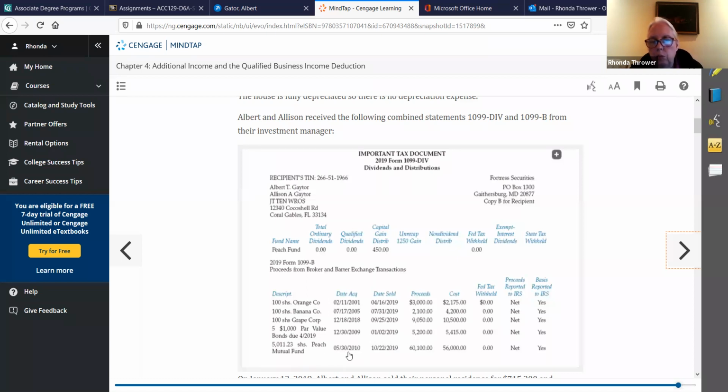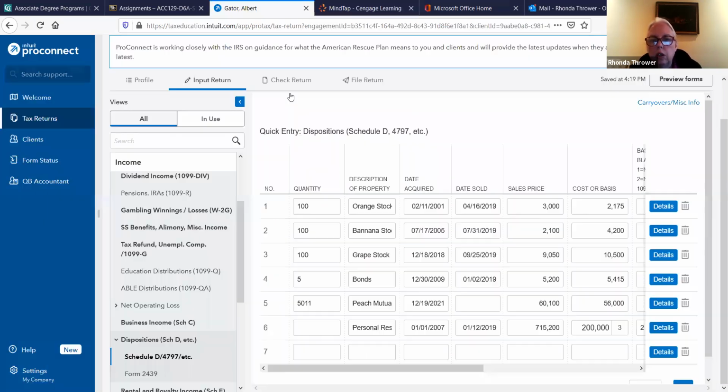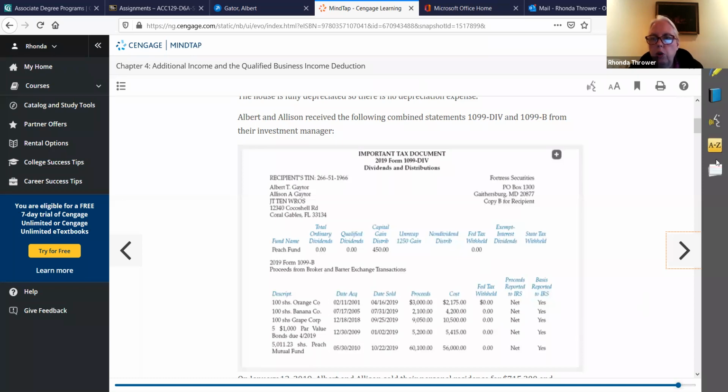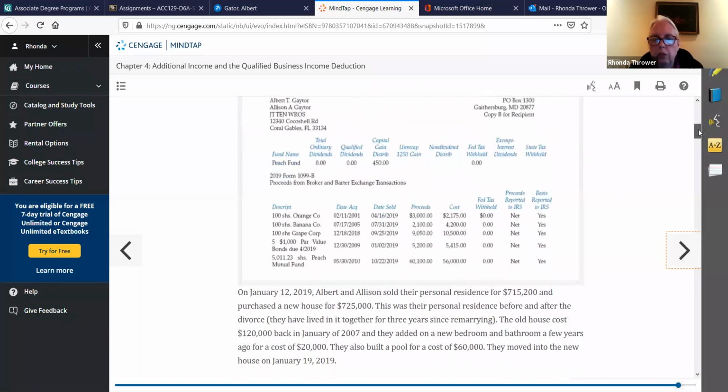And then finally, we got the mutual fund here. And that was purchased in 2010, was sold in 2019. Again, this is a long-term type of investment. So once you've recorded all the information here, then you want to make sure that you choose in the details that this is number 2, the long-term investment, just like we did just a minute ago. And so that's how you record your sale of your stocks.